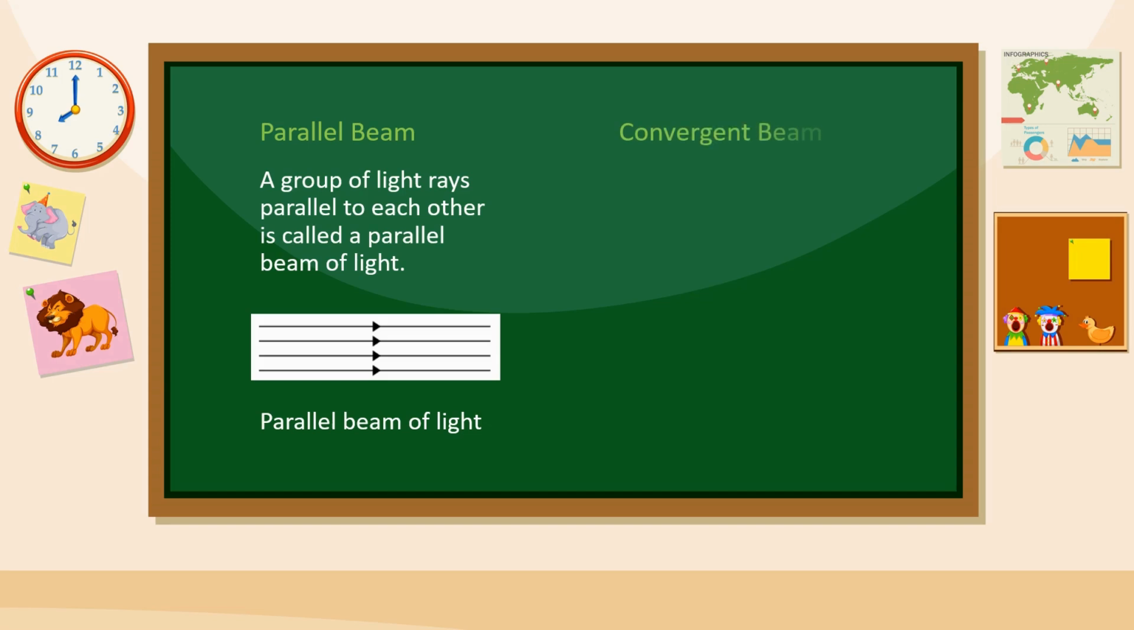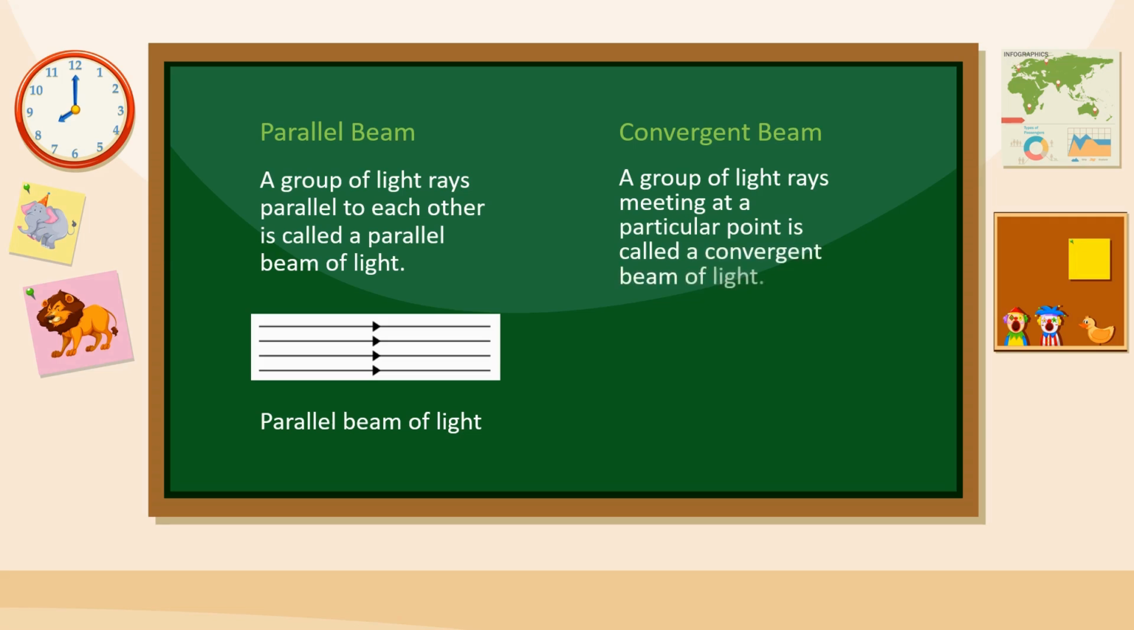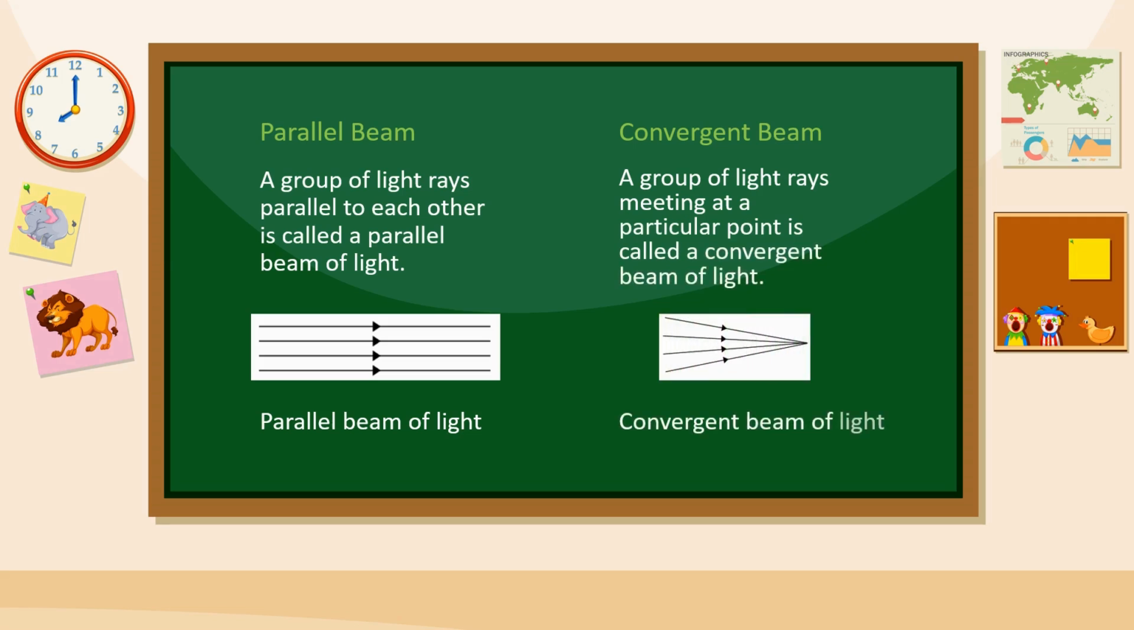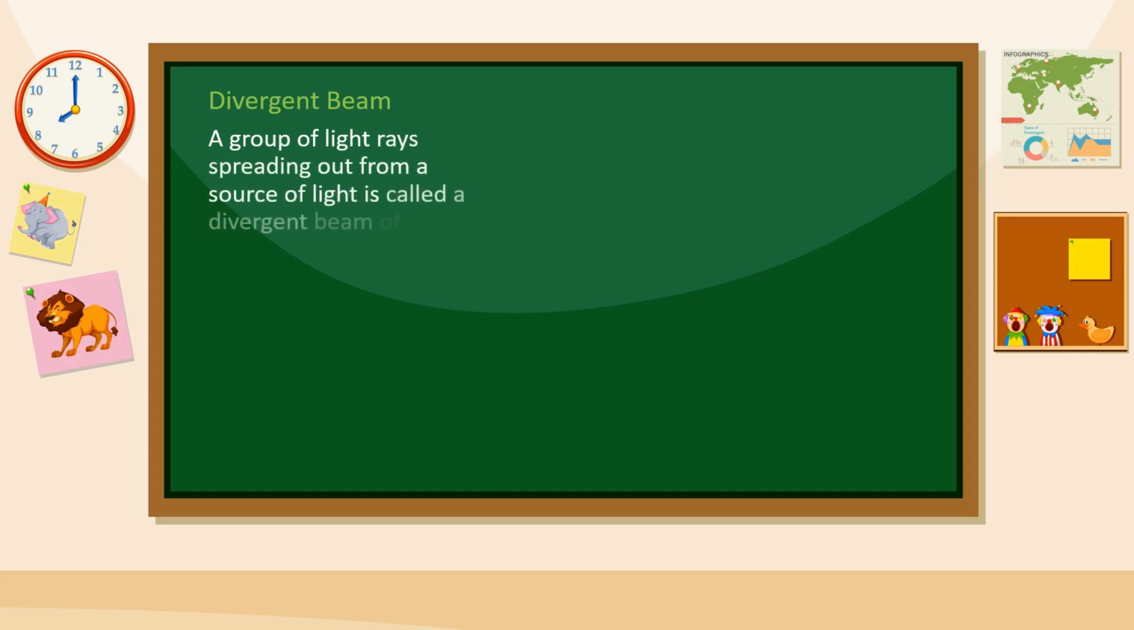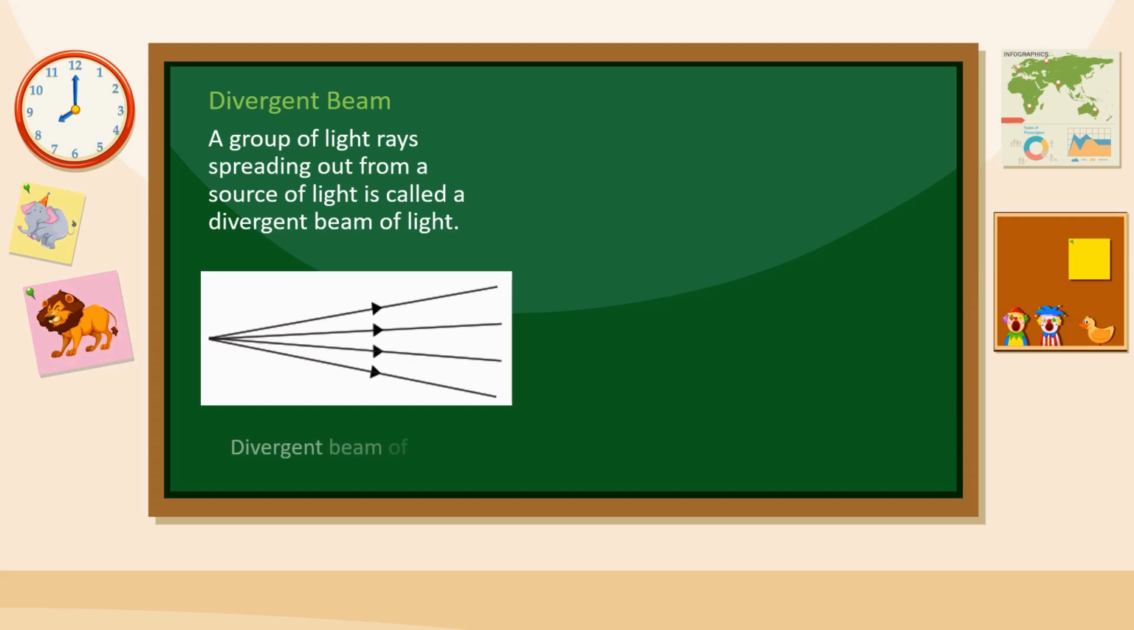Convergent beam. A group of light rays meeting at a particular point is called a convergent beam of light. Divergent beam. A group of light rays spreading out from a source of light is called a divergent beam of light.